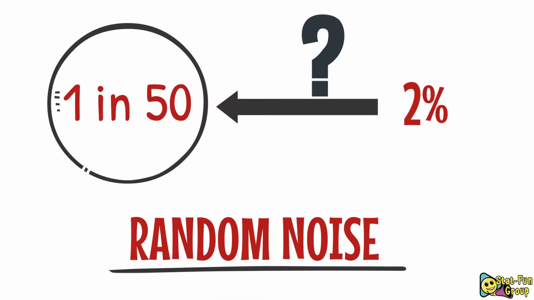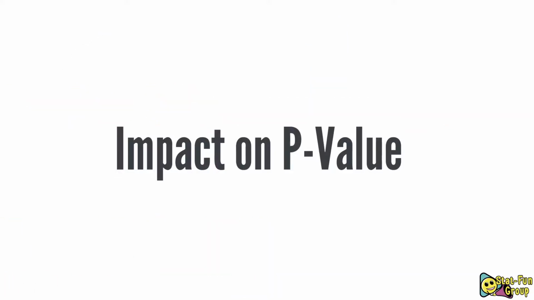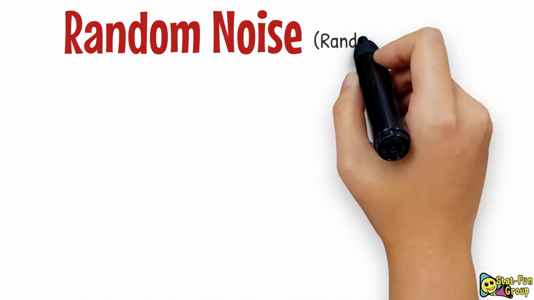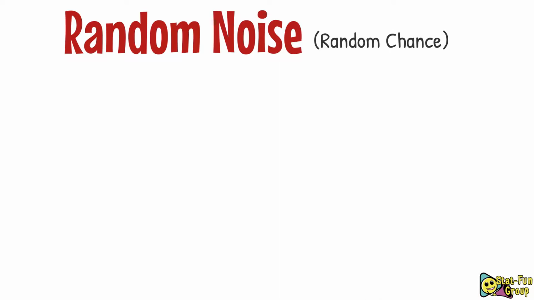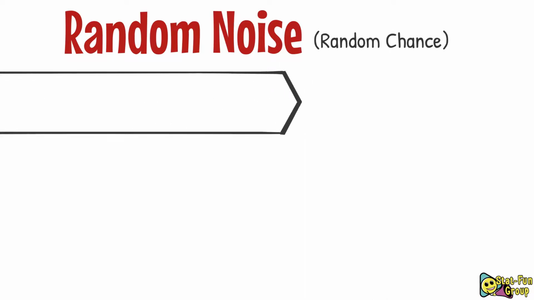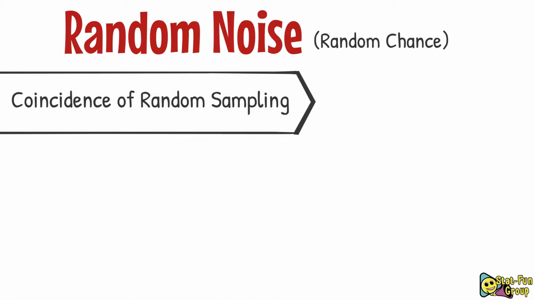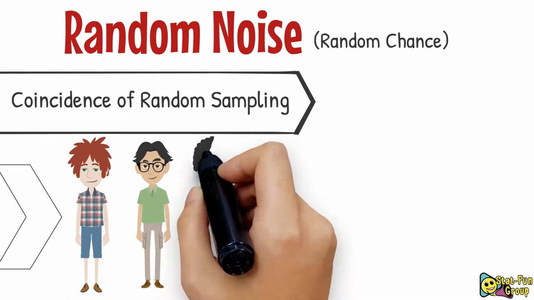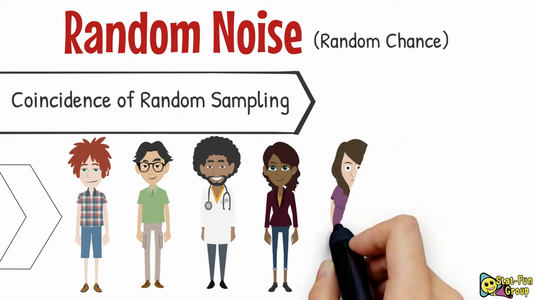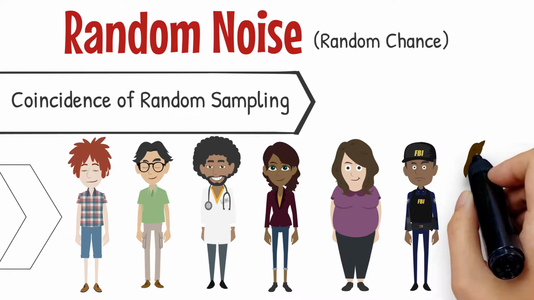Let's elaborate a bit more on random noise. There are quite a few things that can impact a p-value, and some of these factors are collectively known as random noise or random chance. One type of factor that can contribute to random noise, especially in human studies, is the coincidence of random sampling. For example, humans can exhibit a large amount of variation between one another due to genetic and environmental influences.